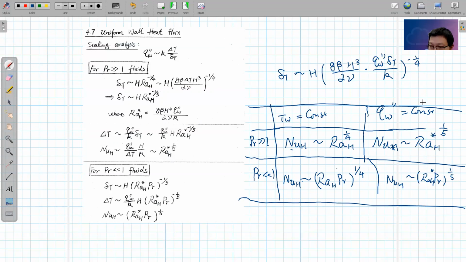So the only difference in the scaling result is two things. The power is changing from 1 over 4 to 1 over 5, and also the definition of the Rayleigh number is different. One is using delta T, one is using this q_w prime. That's the only difference here.